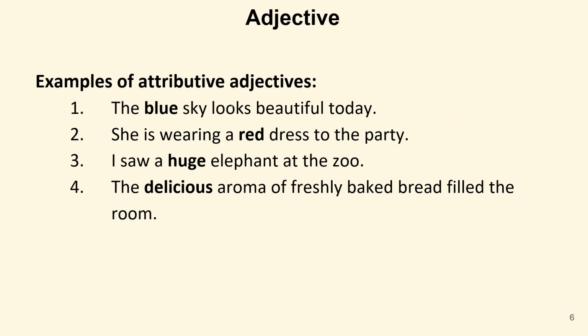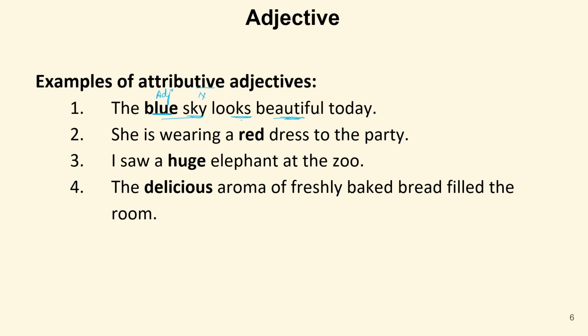For example, if I say, the blue sky looks beautiful today. Now, in this sentence, sky is a noun. Blue is telling us the color of this sky. Also, it is qualifying the noun, so it is an adjective, and as it has been used just before the sky, this is called an attributive adjective. But if I say, the blue sky looks beautiful, now it looks, how does it look?